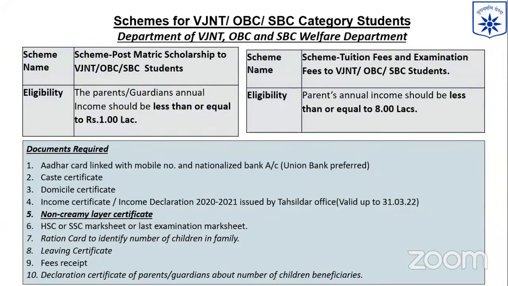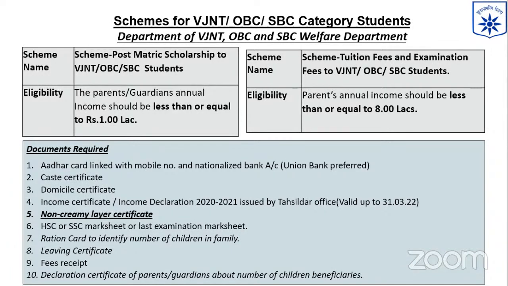Yes. Now the next category we are going to discuss is VJNTI, OBC and SBC. Now in this case, if you are applying for scholarship or Freeship scheme, you are going to apply online through the Government of Maharashtra website in the department called VJNTI, OBC and SBC Welfare Department. So this is the department where you are going to apply for this Freeship or scholarship scheme through the Government of Maharashtra website. Now this scholarship scheme here is called post-matric scholarship to VJNTI, OBC and SBC category students. Now, what is the income criteria here?